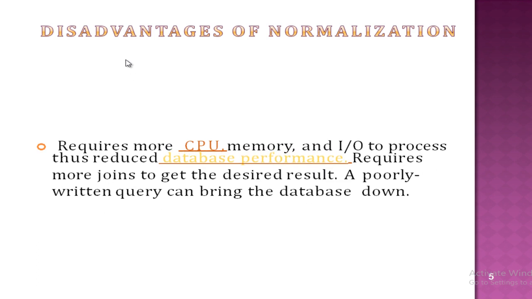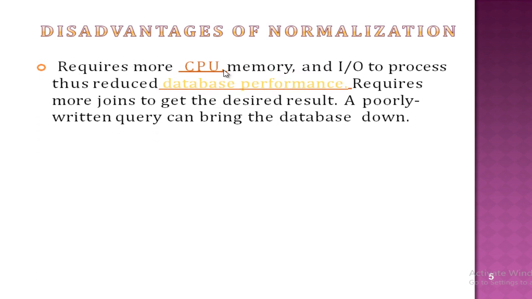These are the disadvantages of normalization. First, it requires more CPU, memory, and input/output to process, thus reducing database performance, and it requires more joins to get the desired result. See what happened: we have to reduce the anomalies and duplications, so it requires more memory and more CPU utilization.